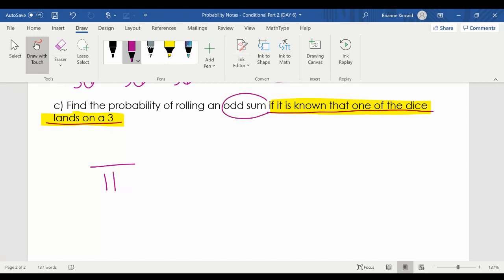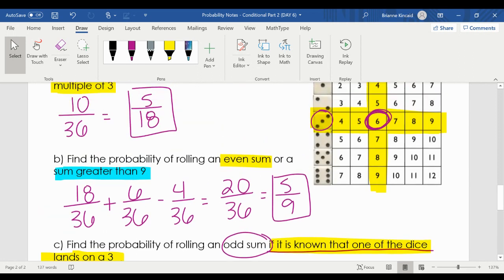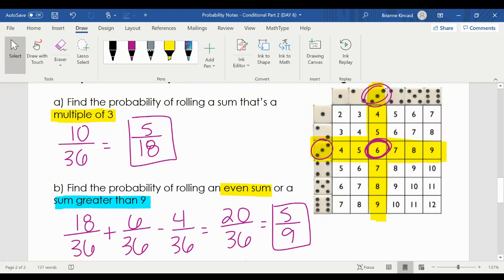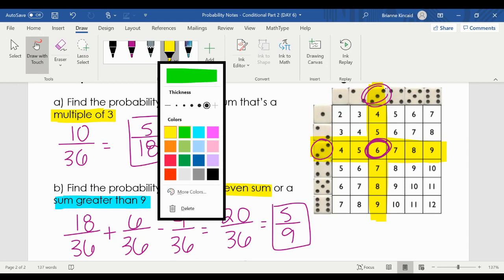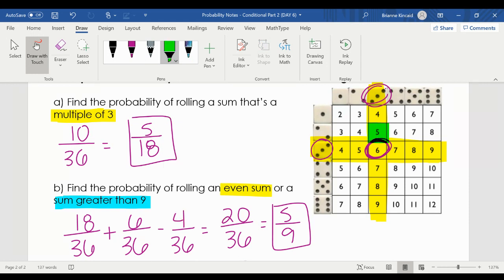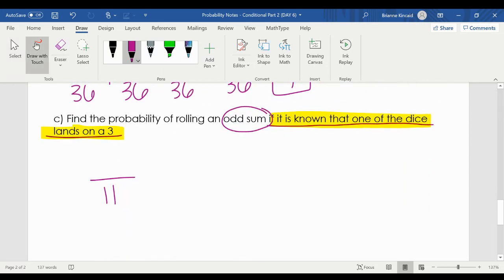Now, of those 11 highlighted numbers, how many are odd? Well, that would be this 5, 7, 7, 9, and 9. So that's our condition. Has to have a 3 and also be odd. So of these 11 numbers, 5 of them are odd. Sorry, 6 of them are odd. Our probability is 6 over 11.